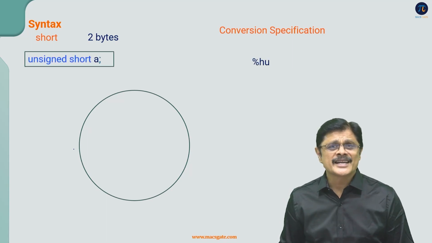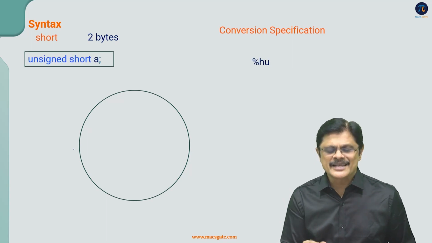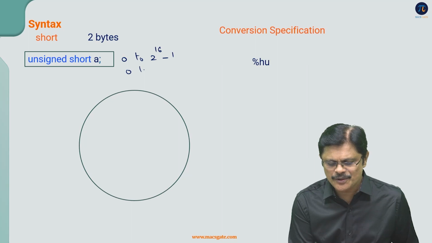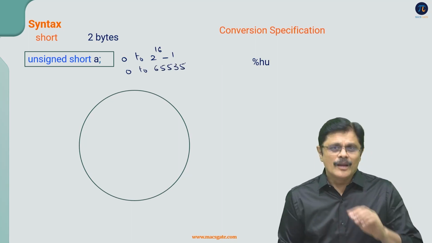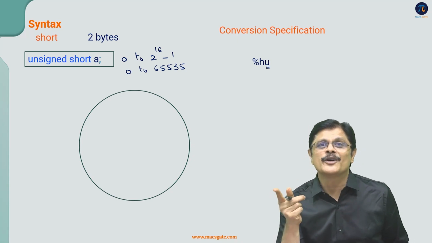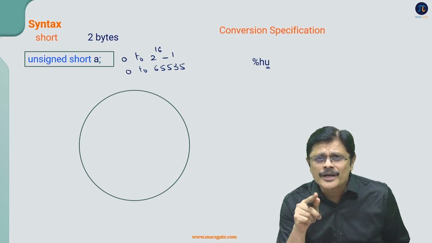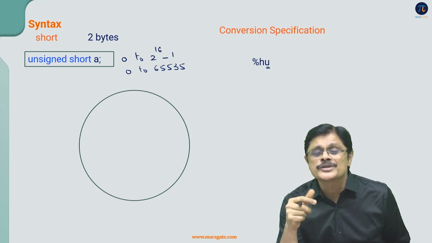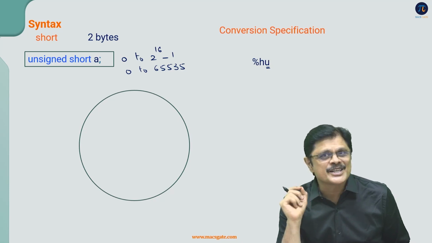And what about unsigned short, my dear friends? Because it is unsigned, the range goes from 0 to 2 power 16 minus 1. And the conversion specification for unsigned is U, and because it is short, we use H. %hu is the specifier for unsigned short.